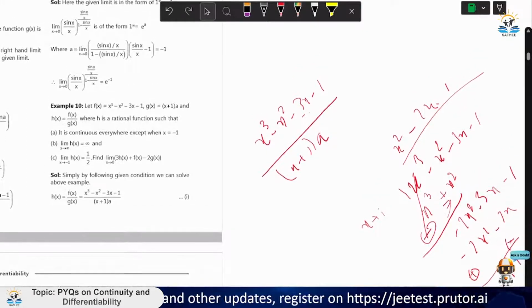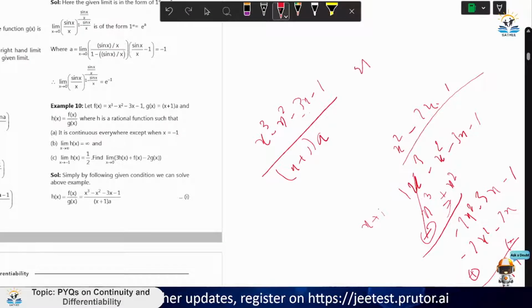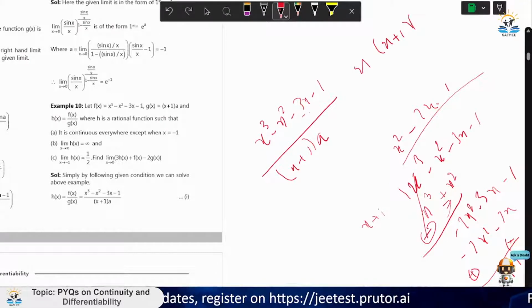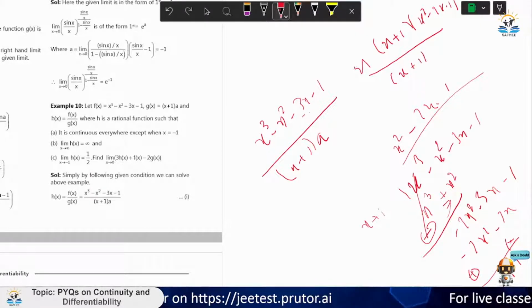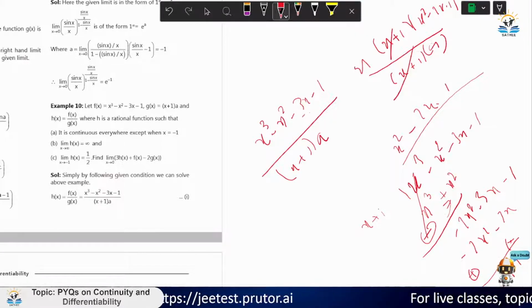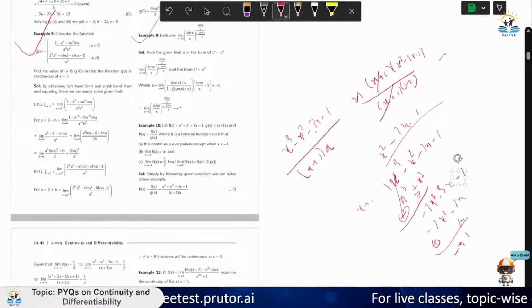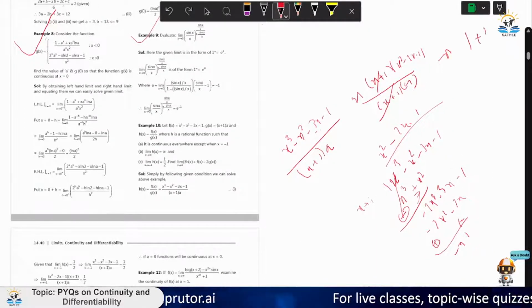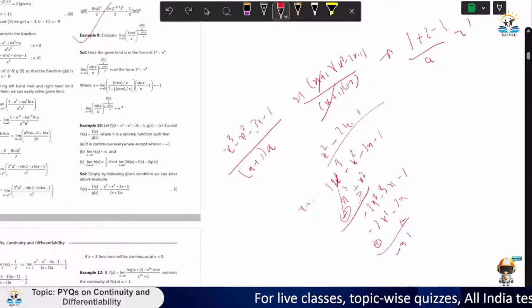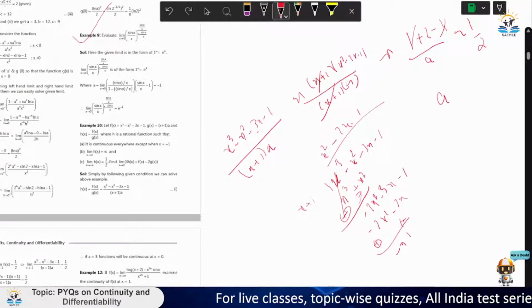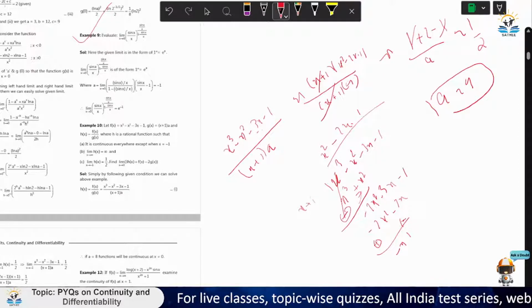Okay, so I am left with, this becomes x plus 1 into x square minus 2x minus 1 upon x plus 1 by a. So I cancel these two out, and at x is equal to minus 1, I'm getting 1 plus 2 minus 1 by a, and that is equal to half. So a becomes 4. A की value जाती है 4.